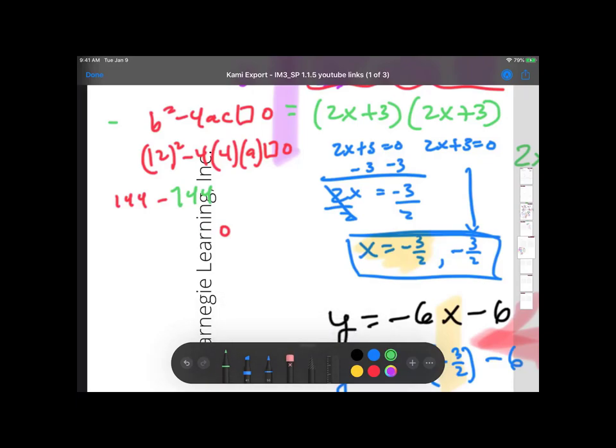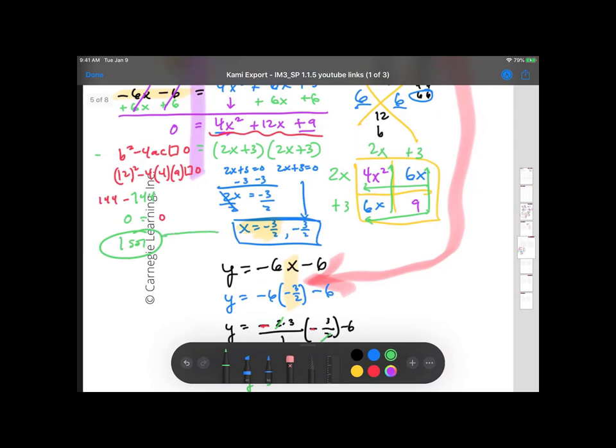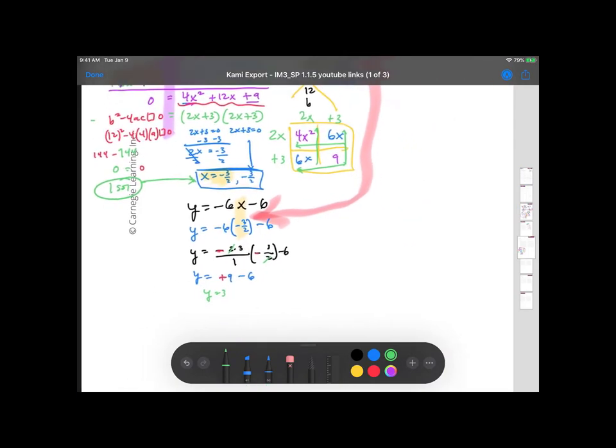And what does it mean that it is 0? Well, if the numbers are equal to 0, that means you're going to have one solution. And we have the one solution because it just appears once. Okay. So what does that mean that y equals 3? If you have the x and the y, you have an ordered pair that's -3/2, comma, 3. This is the point of intersection.